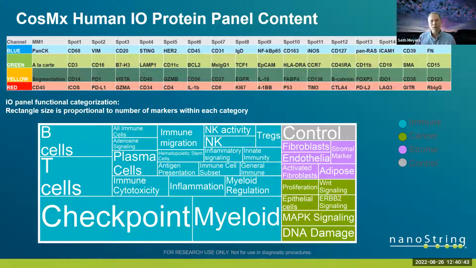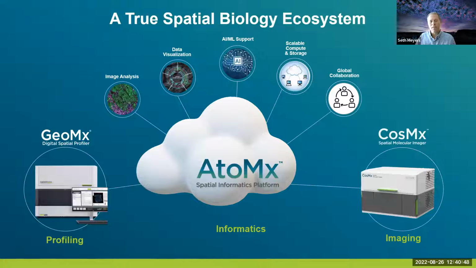I next wanted to share a little bit around AtoMx. AtoMx is something we're really excited about because this is a solution that we feel really helps us within the spatial biology ecosystem. AtoMx is a spatial informatics platform that will allow us to incorporate genomics profiling studies, as well as CosMx imaging studies. And there's talk about being able to incorporate meta-analysis components as well, so looking at other platforms and combining other data sets into that.